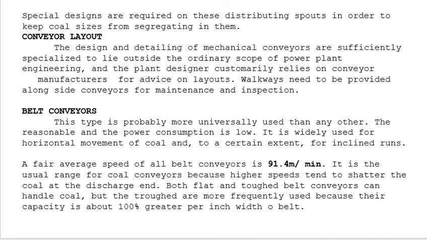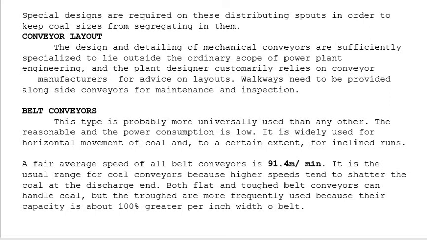So belt conveyors, this type is probably more universally used than any other. So this one is very common. It is reasonable and the power consumption is low. So it doesn't consume much. It is widely used for horizontal movement of coal and to a certain extent for inclined runs. So a fair average speed of all belt conveyors is a standard speed which is 91.4 meters per minute. It is the usual range for coal conveyors because higher speeds tend to shatter the coal.